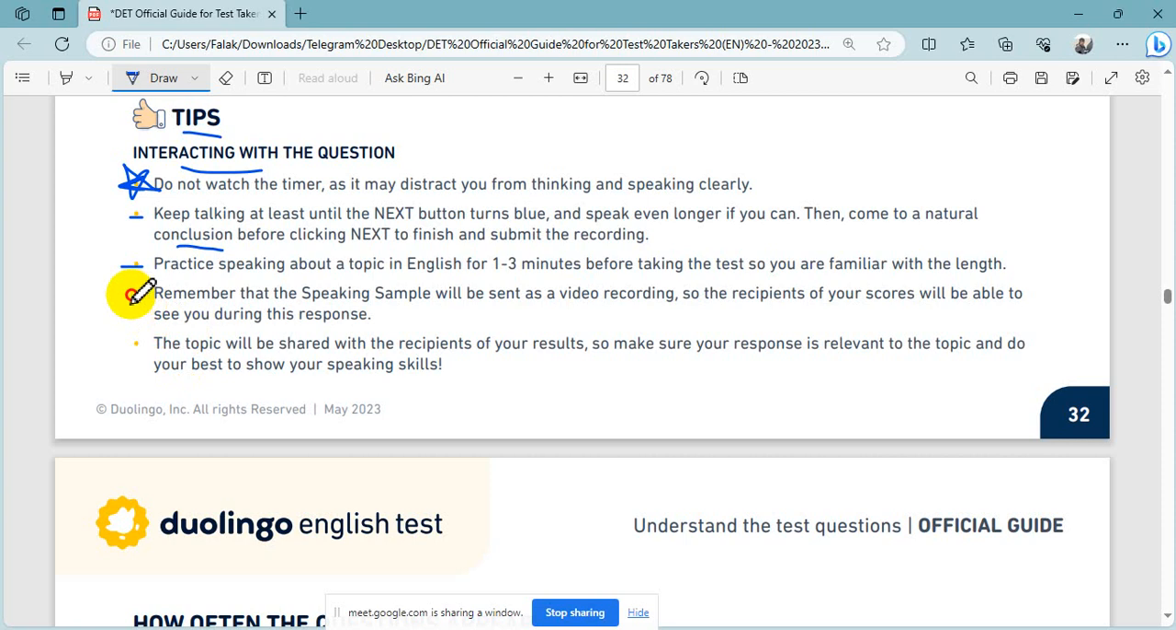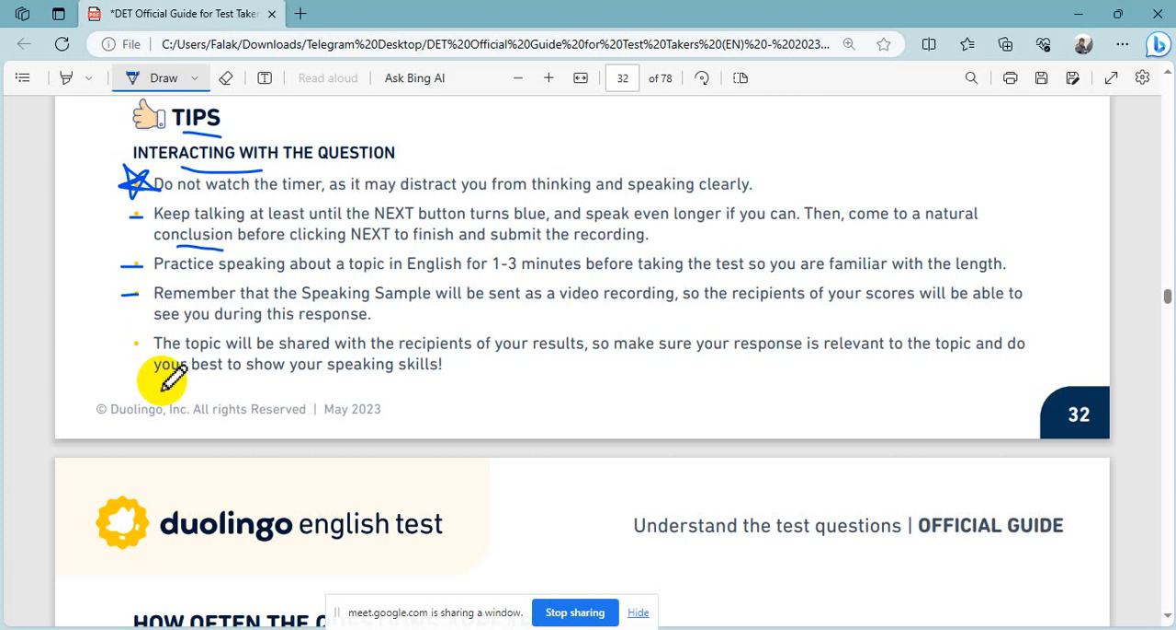And the next tip that we have here: remember that the speaking sample will be sent as a video recording, so the recipients of your score will be able to see you during this response. So that's it. So they really want you to see during the response. So keep in mind that it should be a good piece of your speaking.